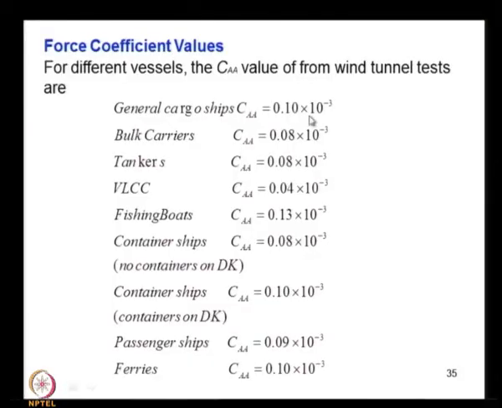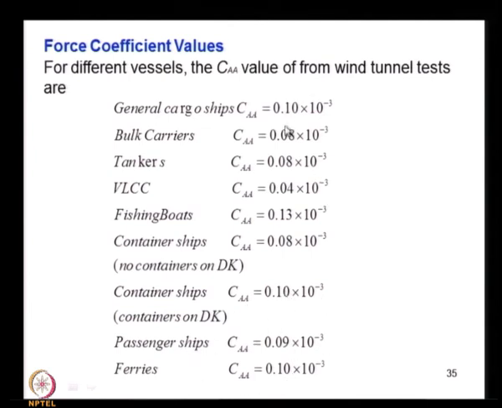If it is a general cargo ship, or a bulk carrier, this is the value; for a tanker, this is the value. You can see that the value changes. If it is a VLCC, a very large crude oil carrier, then this is the value, and you can see the value is less. For fishing boats, the value has gone up. For a container ship with no container on deck, the value is only small, but if the containers are on deck, the value has gone up.